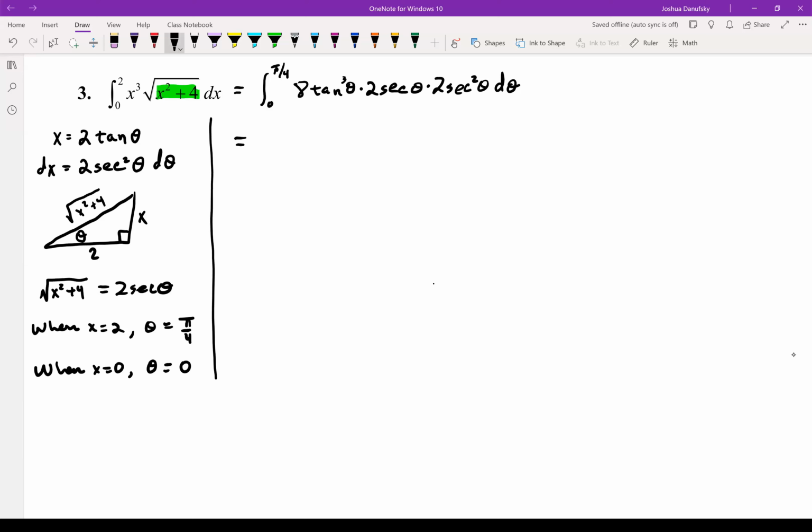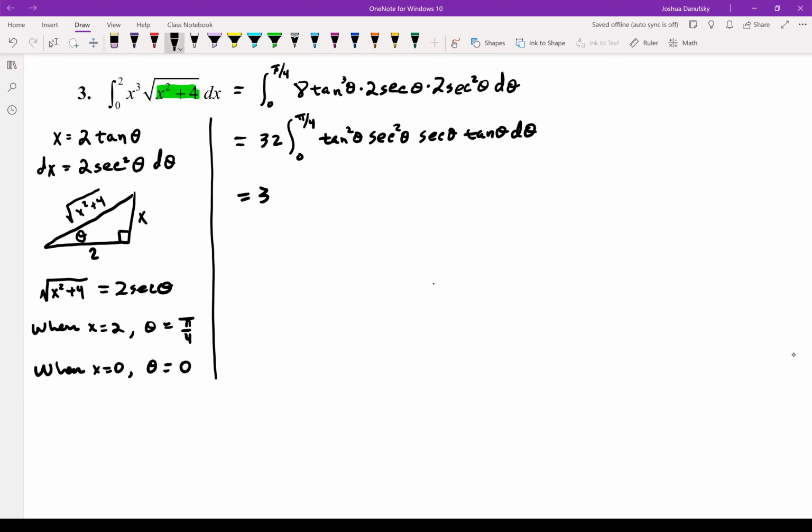Let's go ahead and take all the constants out. 8 times 2 times 2, that gives us a 32 on the outside. We have the integral from 0 to pi over 4. If you notice, we have a tan cubed and we have a secant cubed. So I'm going to go ahead and rewrite this as tan squared theta times secant squared theta. And then in back, we have a secant theta tan theta. And you recognize this back piece here as the derivative of secant. So I'm hoping to do a u substitution for secant.